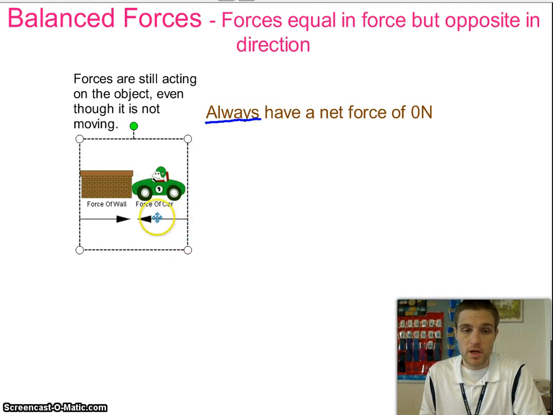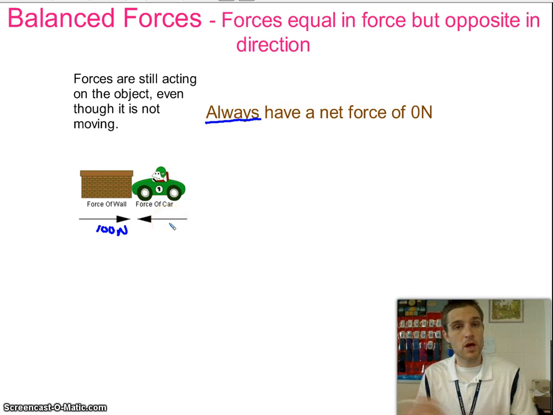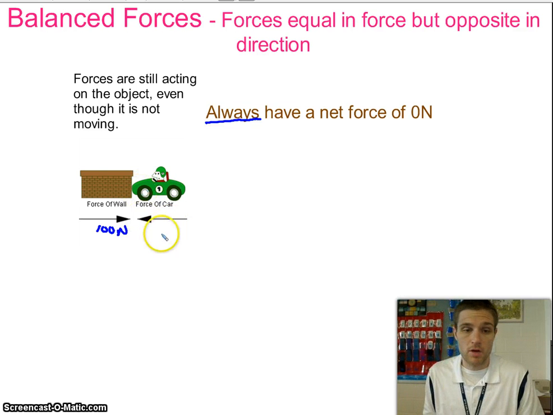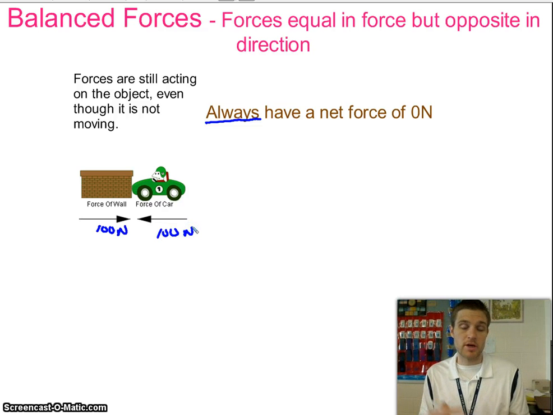Now if we look at this picture right here, say this wall is pushing against the car at 100 newtons. So how much would the car have to be pushing against the wall if it said balanced force? You're right, 100 newtons. Because they have to be equal in force but opposite in direction. Since they're pointing opposite ways, we know that the net force is 0.